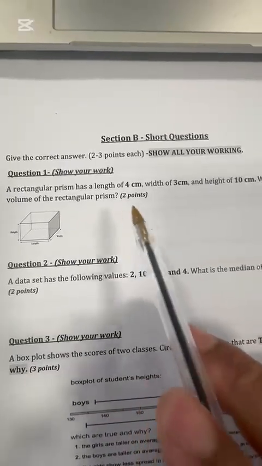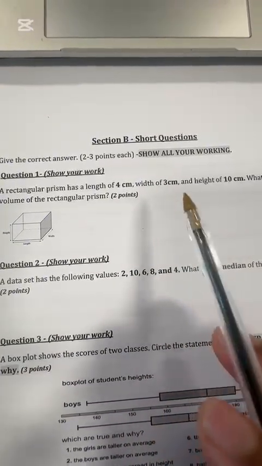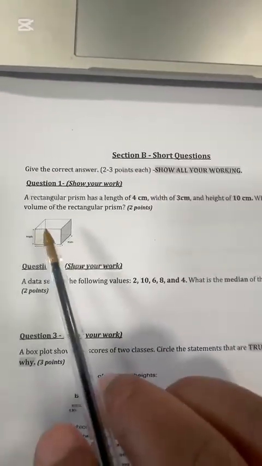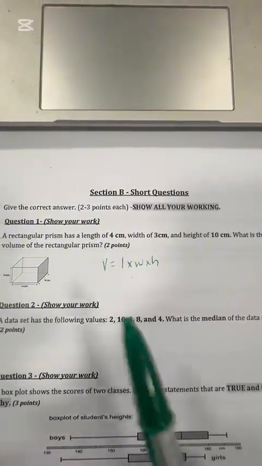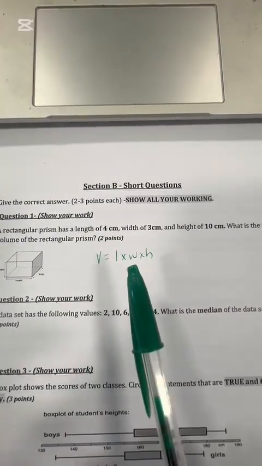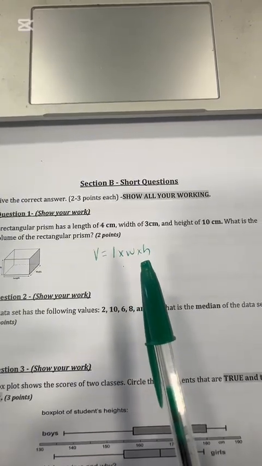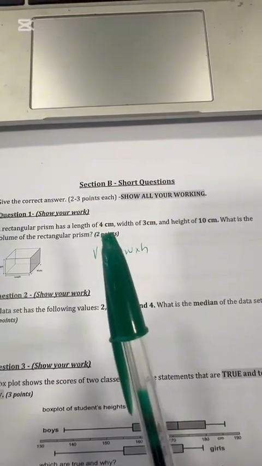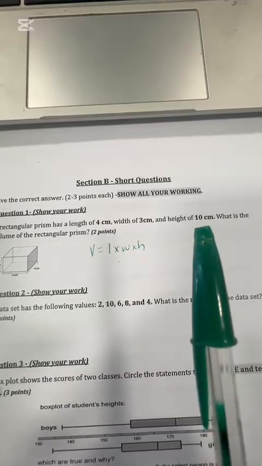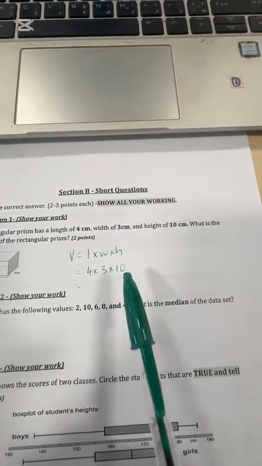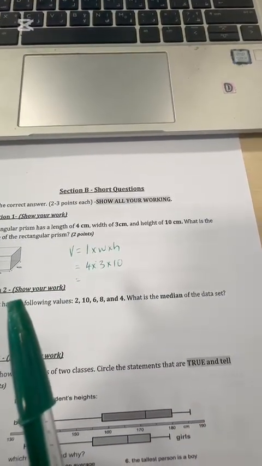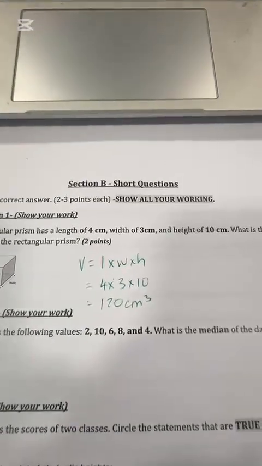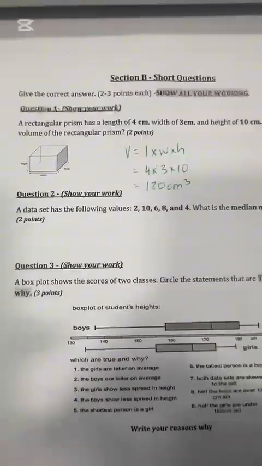A rectangular prism has a length of 4 centimeters, a width of 3 centimeters, and a height of 10 centimeters. What is the volume of the rectangular prism? Volume equals the length, the longest side on the floor, multiplied by the width, the shortest side on the floor, times the height, the side that goes up. So the length was 4, width was 3, and the height was 10. We multiply 4 times 3, we get 12. 12 times 10, 120 cubic centimeters. There it is.